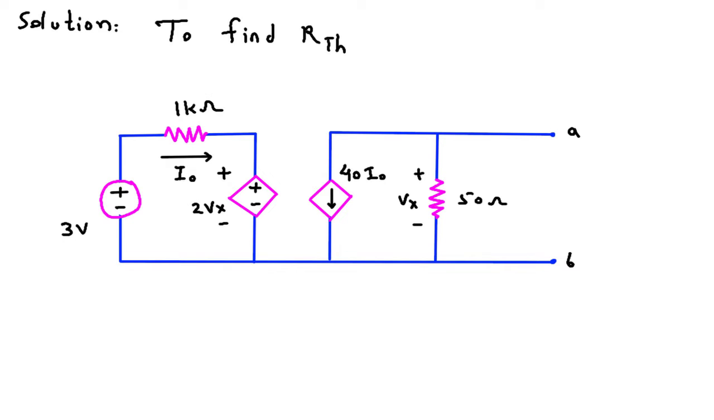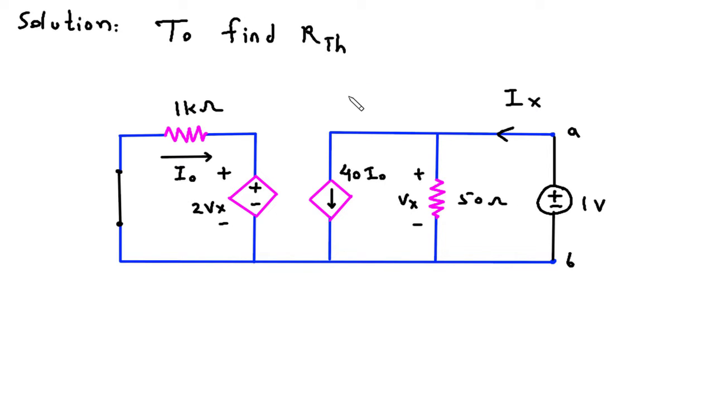we will turn off all the independent sources. This is an independent voltage source, so it will be turned off, which means it is short circuited. Now here we can see there are two dependent sources, so we will consider a 1 volt voltage source here. This will be positive, this will be negative. Let's say it is 1 volt, and let's say this is current Ix.